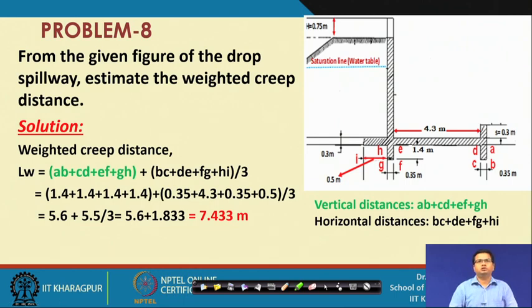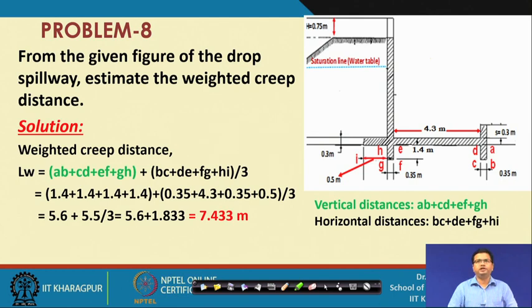Then our next problem is on the weighted creep distance. In this figure you have to estimate the weighted creep distance. The figure is given and all the dimensions are also mentioned. You know that the weighted creep distance is equal to the sum of all the vertical distances along the line of piping failure plus one third of the distances which are horizontal, or flat in nature.